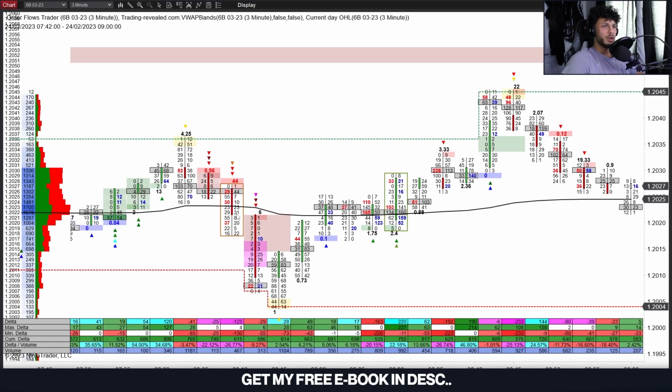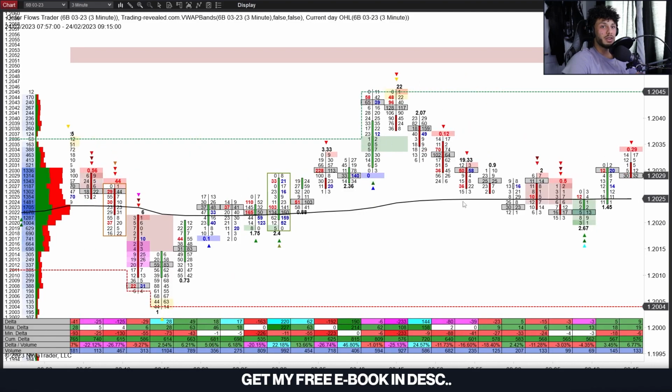So you know, I like to take a look at this in 3 phases: as price approaches the zone, as price taps the zone, and as price moves away from the zone.